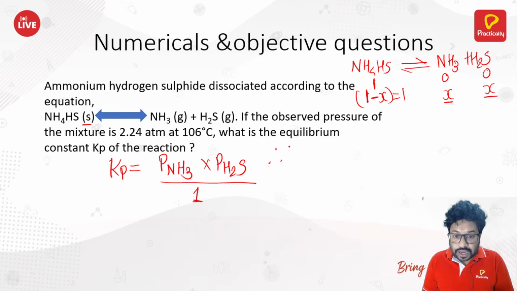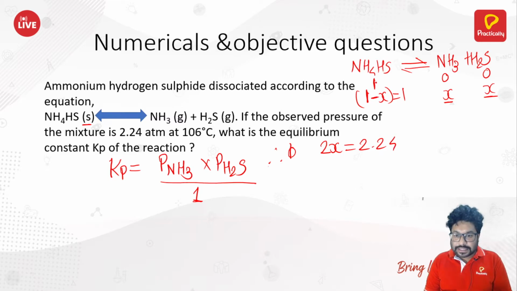So therefore, if you look at this, the total pressure, what they asked us, the observed pressure of the mixture is 2.24 atm. That means X plus X is equal to 2X. So this 2X is equal to 2.24 atm, because this is equal to 1, no? So X plus X, these are the total number of moles at equilibrium, or I would say total pressure here. So 2X is equal to 2.24. So therefore X is equal to what?